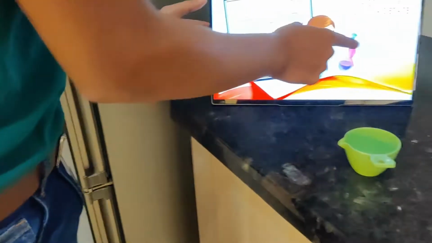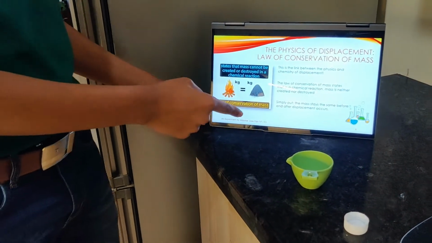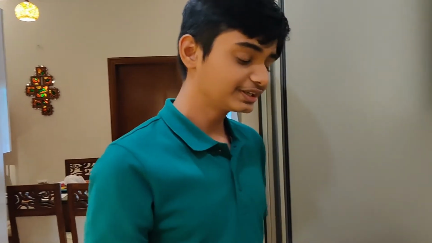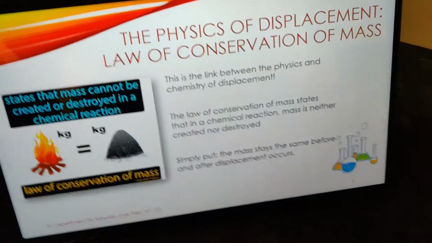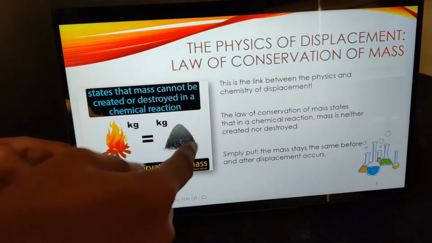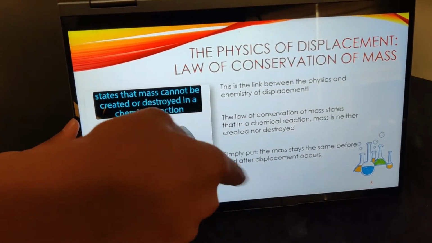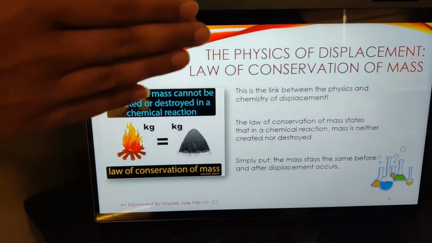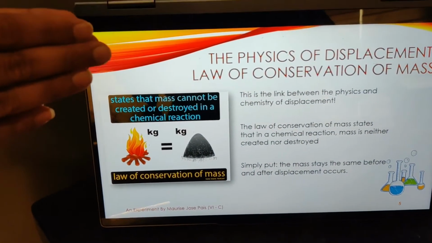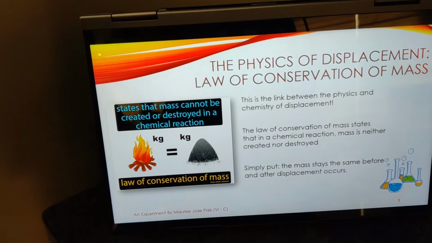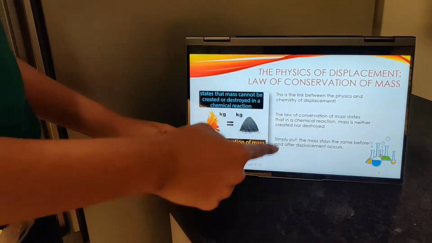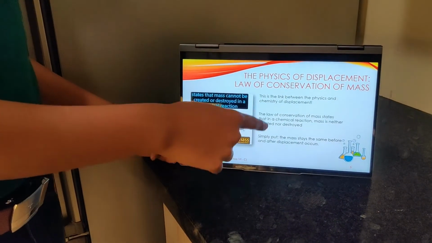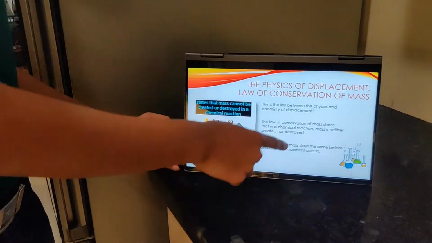Moving on, the physics of displacement, which is basically the law of conservation of mass, is the link between the physics and the chemistry of displacement. This states that matter is neither created nor destroyed in a chemical reaction, it's only converted. Simply put, the matter stays the same before and after displacement.